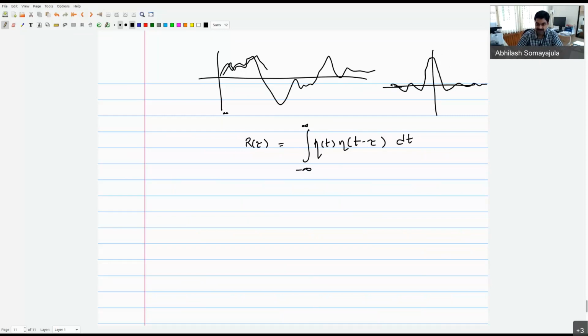But when I'm dealing with white noise, it means that the very next step is uncorrelated with the previous step. So in this case, the autocorrelation function simply becomes a peak. It is non-zero only at this point and zero everywhere else, which means it's like a Dirac delta function.